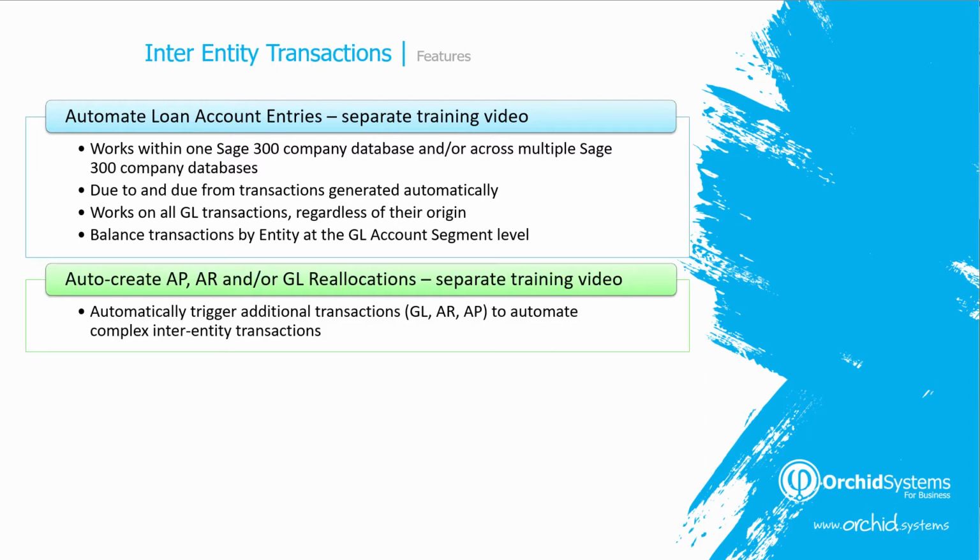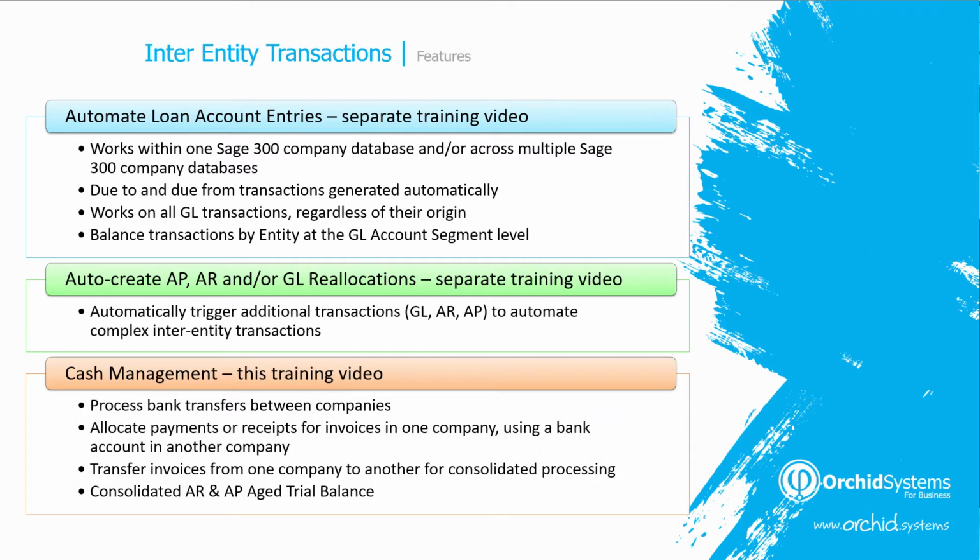But using inter-entity transactions, you can also auto-create accounts payable, accounts receivable, and/or general ledger reallocations, extra AP, AR, and GL transactions. This too is covered by a separate training video. You can automatically trigger additional transactions to automate complex inter-entity transactions.